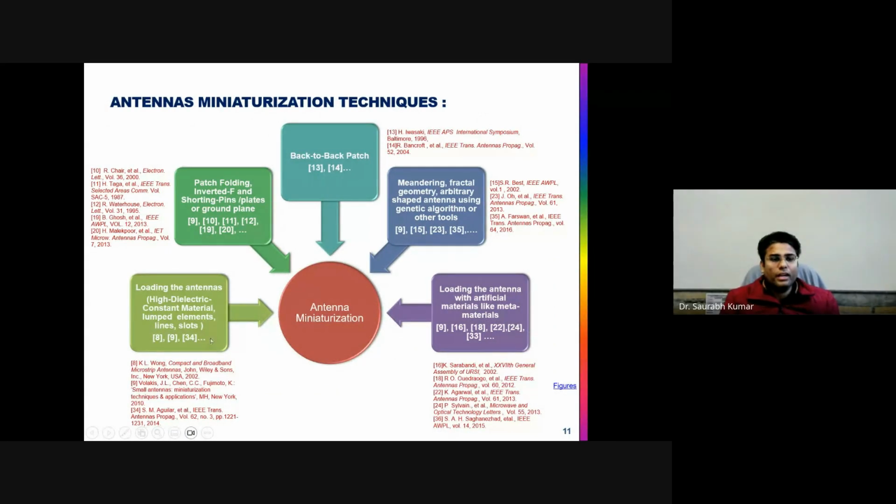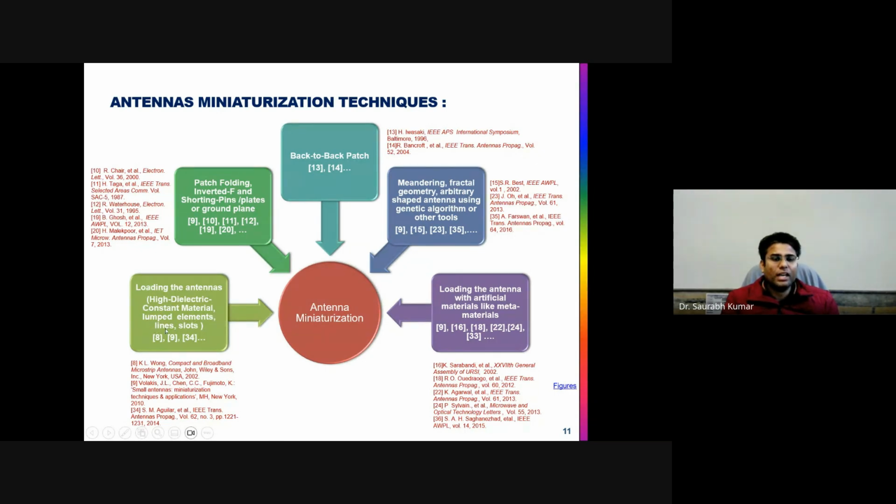So this was done, and now the lumped elements. If you are loading your antenna with lumped elements like L and C, it is also related to the same theory: the frequency is inversely proportional to the square root of LC. So if L and C are increased below the resonance, the resonant frequency will reduce. But due to the reactive portions of these elements, you will be losing performance.